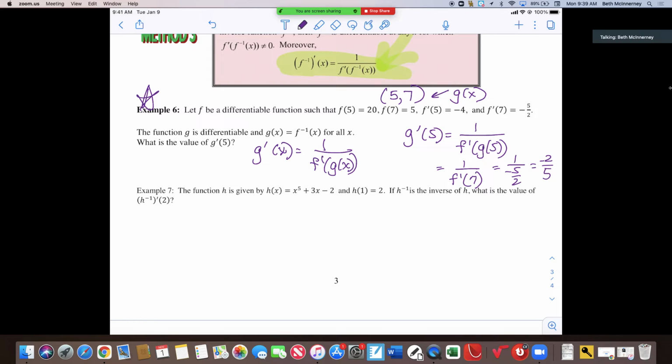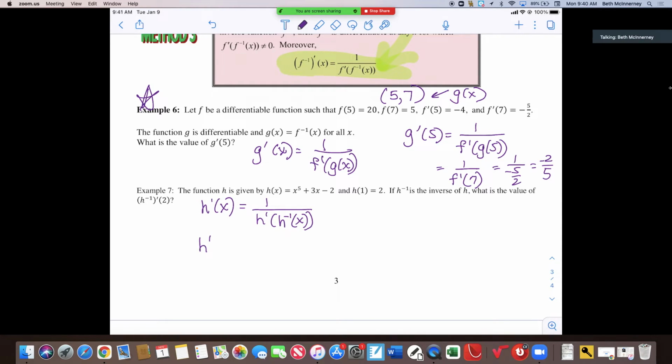All right, let's look at example 7. Example 7 says the function h is given by h of x equals x to the 5th plus 3x minus 2. H of 1 equals 2. If h inverse is the inverse of h, what is the value of the derivative of the inverse at 2? So if I want to use this technique, and you could do it with method 1 or method 2, but this would be h prime of h inverse of x.